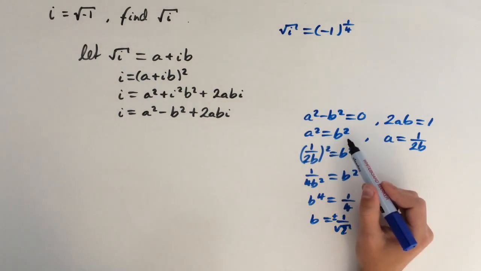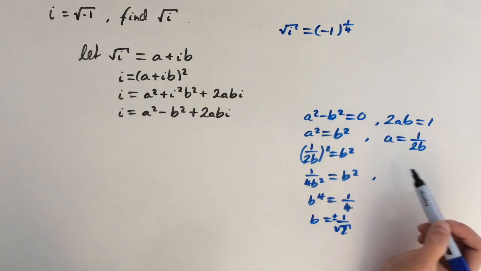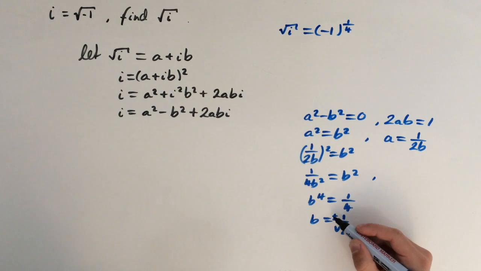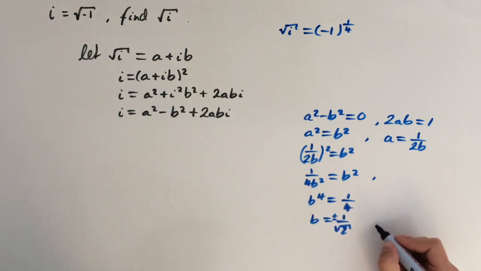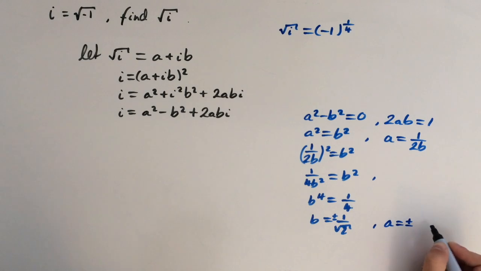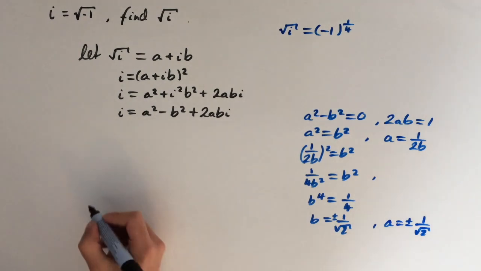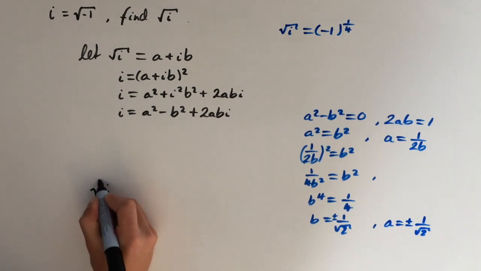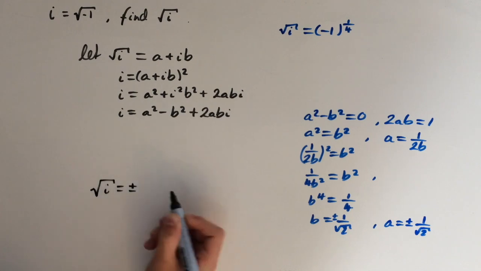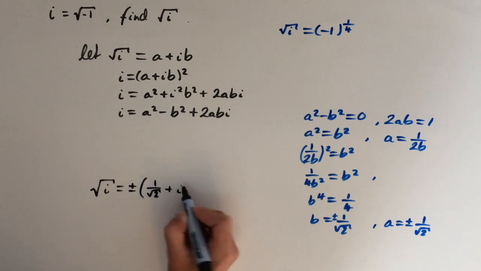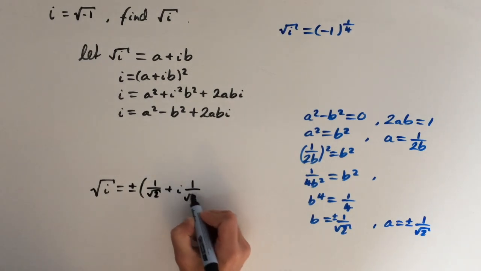So now we're going to sub this back into here. You can see that a squared equals b squared, which means a is going to equal b. And because in this equation here they're both positive, that means the plus or minus sign stays in the same orientation. So a equals plus or minus 1 over root 2 as well. So now we've got these values of a and b, we can sub it back into our original definition, which means that the square root of i is going to equal plus or minus 1 over root 2 plus i times 1 over root 2.